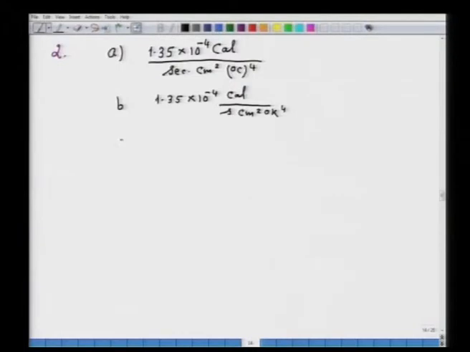Now, the answer for C, 5.669 into 10 to the power minus 8 joule per second meter square degree Kelvin to the power 4. So, that is the answer for question number 2.